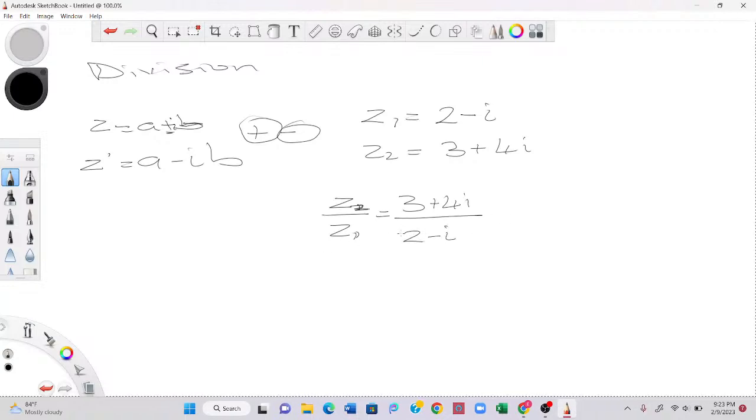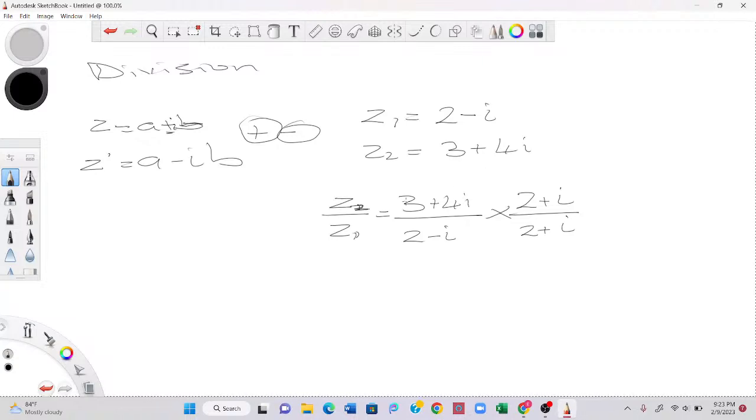For division, you need to clear this complex number from the denominator. By doing that, you need to multiply the numerator and the denominator by the conjugate of the denominator. So that becomes times the conjugate of 2 minus i, which is 2 plus i over 2 plus i. So we are going to multiply it.